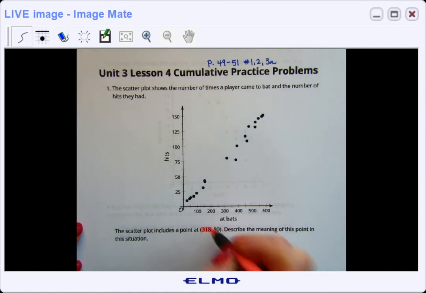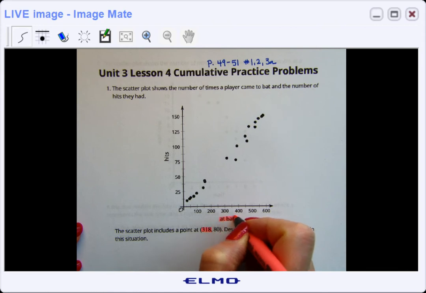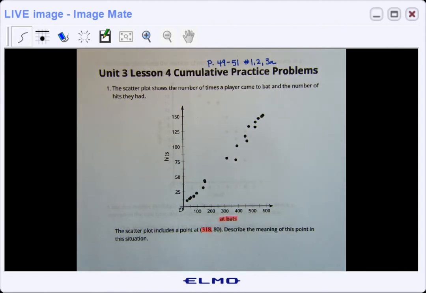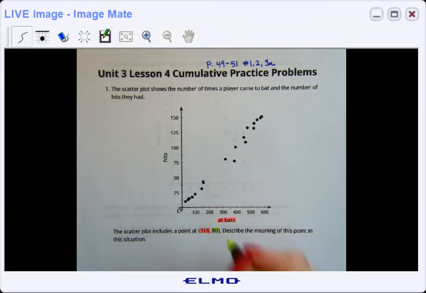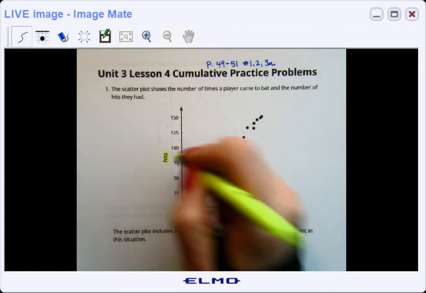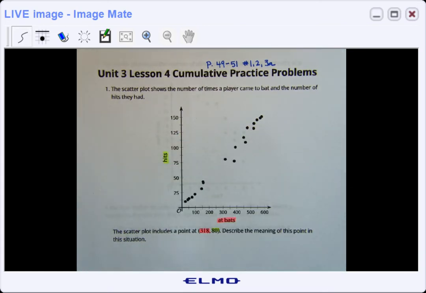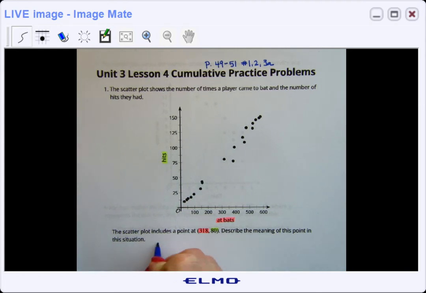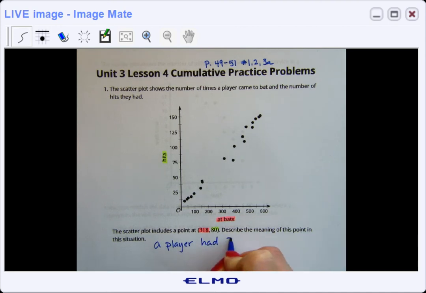So the 318, since that's in the space of the X value, it's 318 at-bats. And likewise, the 80 is in the Y space, so it's the number of hits. So the point describes that a player had 318 at-bats and 80 of those at-bats were hits.